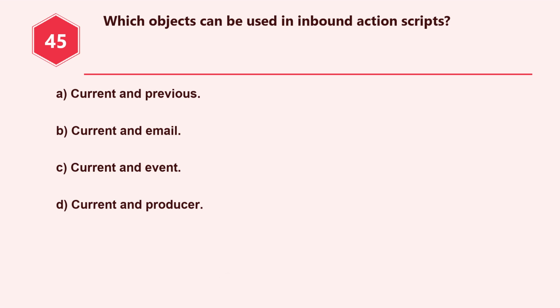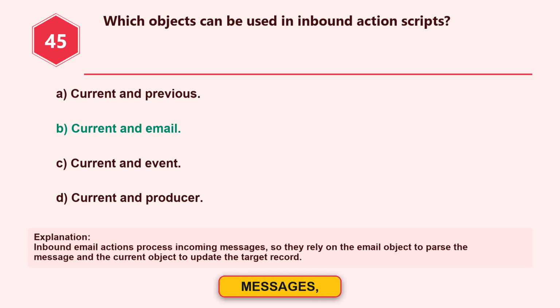Option A. Current and previous. Option B. Current and email. Option C. Current and event. Option D. Current and producer. The correct answer is option B. Current and email. Inbound email actions process incoming messages, so they rely on the email object to parse the message and the current object to update the target record.